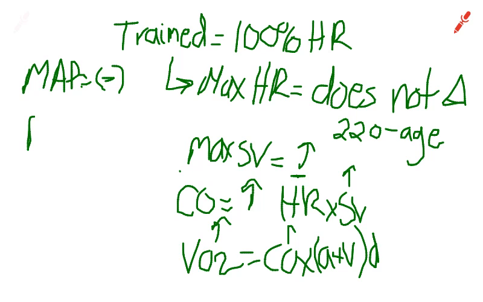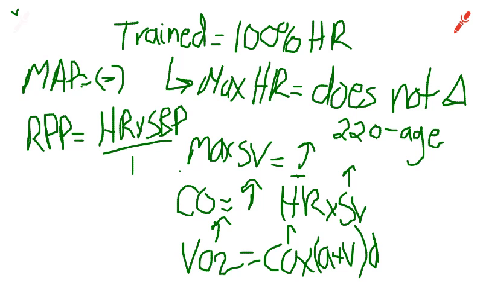Now, rate pressure product. You can think about this two different ways again. Remember, it's the indirect oxygen consumption of the heart, or in a more friendly term, the stress on the heart: how hard the heart is working, how hard it's stressed. So since max heart rate is not changing, the heart's working at the same exact level. And you can also just write the formula: heart rate times systolic blood pressure divided by 100. Heart rate is staying the same, and systolic blood pressure isn't really changing.